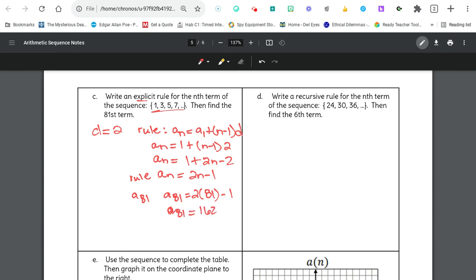So that's 162 minus 1. I think I said minus 2 earlier. 162 minus 1. So the 81st term is 161. And here's the rule.